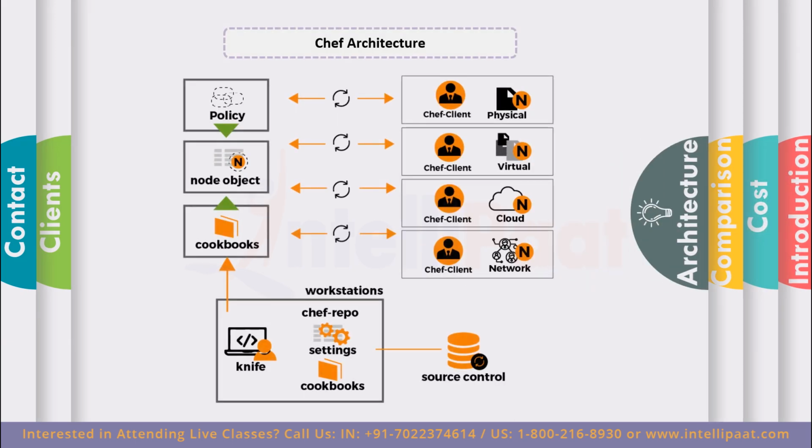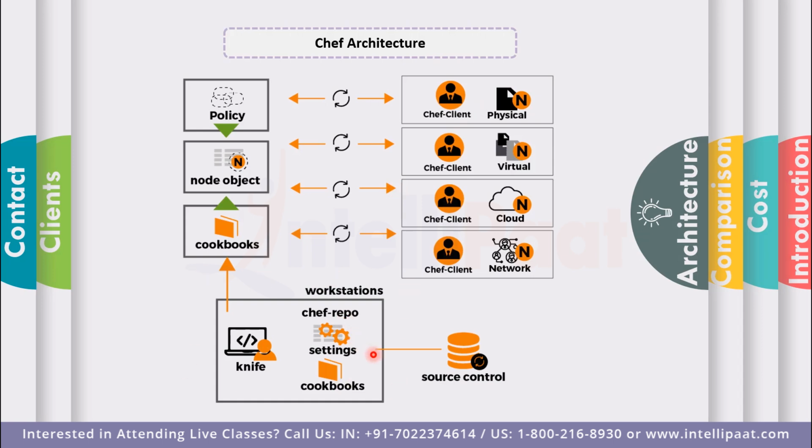Coming to the next one, the Chef architecture and the Puppet architecture. Over here you can see these are the nodes. Chef client is installed in all of these nodes. Here they're just showing you a virtual machine, a physical machine, a cloud machine, a network in a local data center. So these are all nodes, and all the nodes have Chef client installed in them. Then the workstation is where you have control.